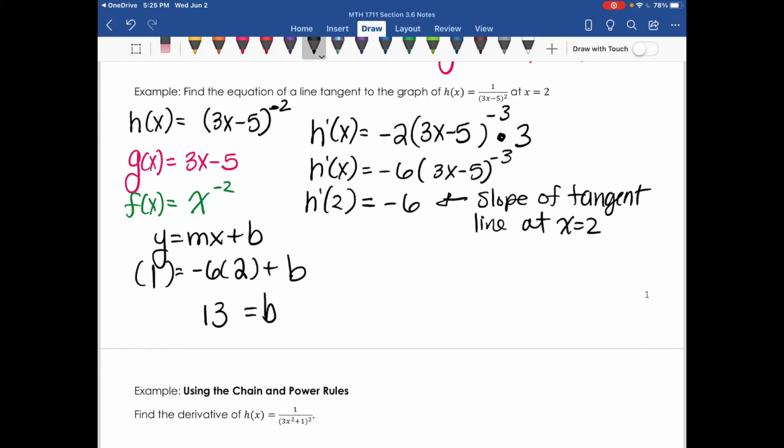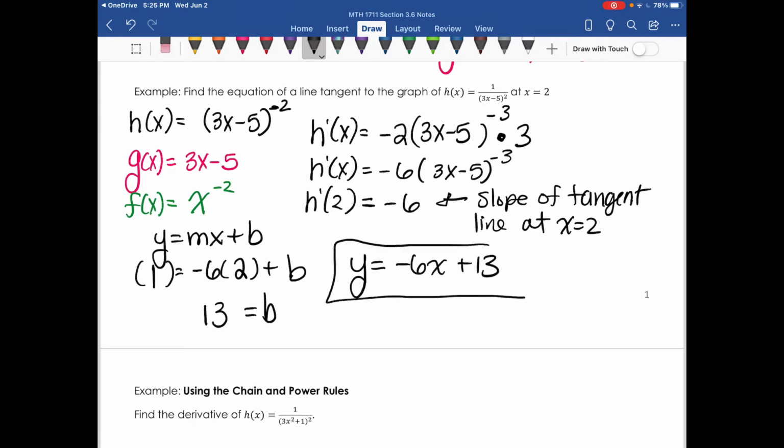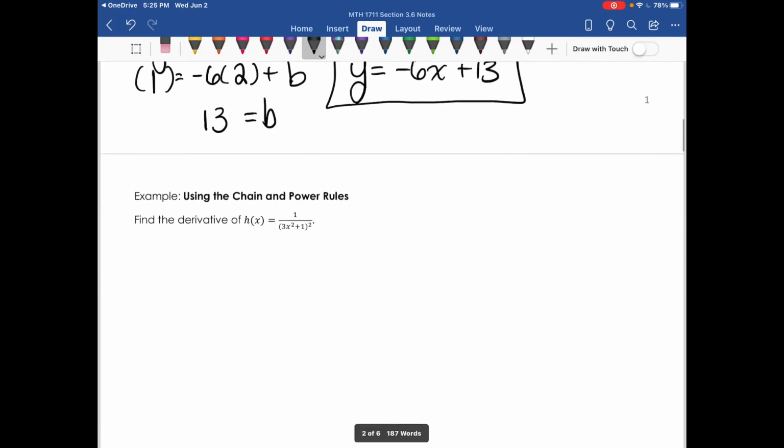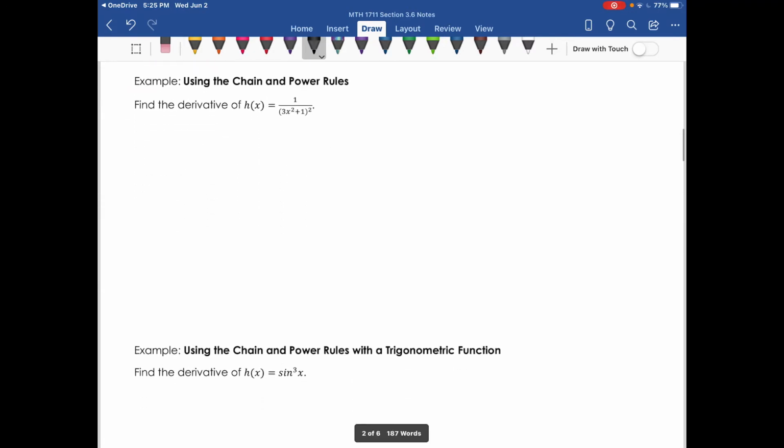So when I solve this for b, I have a negative 12 when I take negative 6 times 2, and then I'm going to add 12 to both sides, so I'm going to get b is 13. So my tangent line is going to be y equals negative 6x plus 13. So you can see that we did the same routine where we took the derivative and found the line. However, when you're taking the derivative, you need to identify what rule to use. And now that we have the composite or the chain rule for composite functions, we can use that as well and add that to our toolbox.